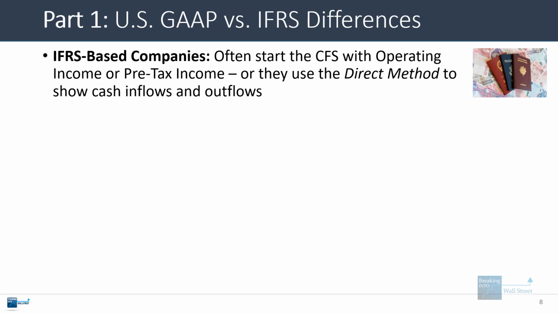IFRS-based companies often start the cash flow statement with operating income or pre-tax income instead of net income, or in some cases they may use the direct method to show cash inflows and outflows, which means that you don't see any of these adjustments or adjusting entries, you just see cash inflows and cash outflows from all their business activities.